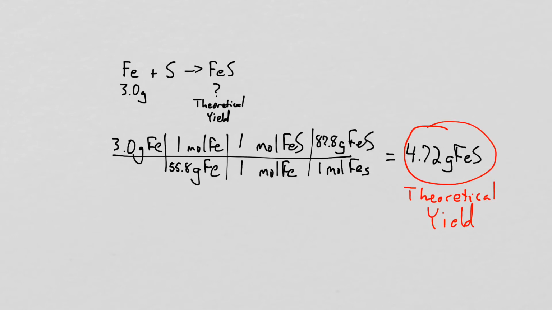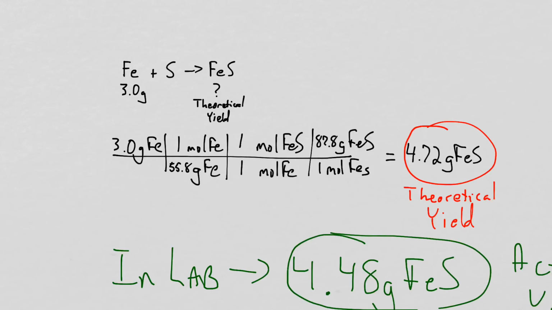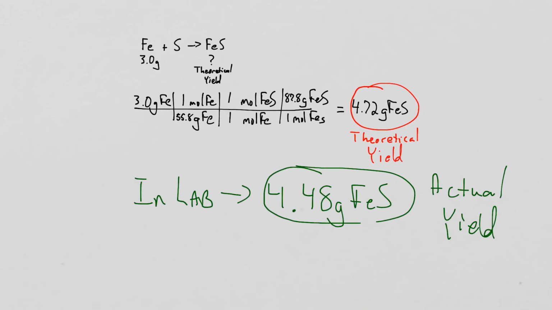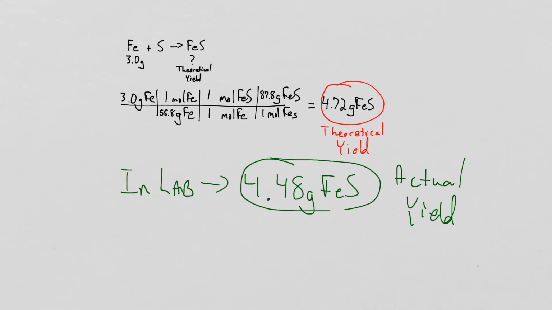So that's how much we should get, how much iron 2 sulfide we should produce if we use 3.0 grams of iron. Now, in lab, we would have to do this investigation. And when we get this, we get some iron 2 sulfide and we put it on the balance. And when we do that, let's say that we produce 4.48 grams of iron 2 sulfide. So I just made that number up, but that would be our actual yield. Okay, so we got that number in lab.